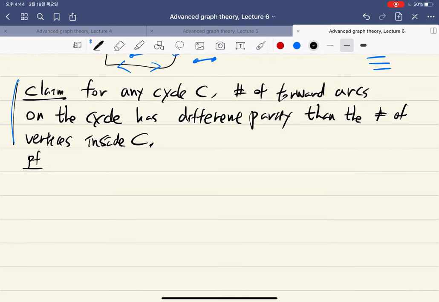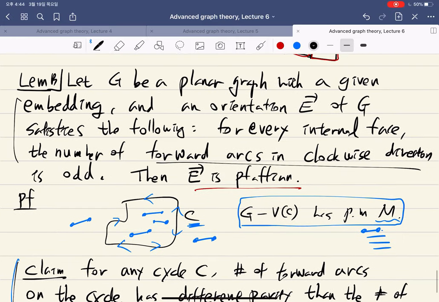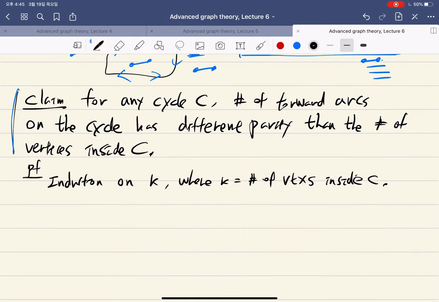How do we prove it? We use induction on, say, K, where K is the number of vertices inside C. If K is 0, then what's the case? If K is 0, that means C is the cycle bounding an internal phase. So this given condition already shows that this claim holds if K is 0.